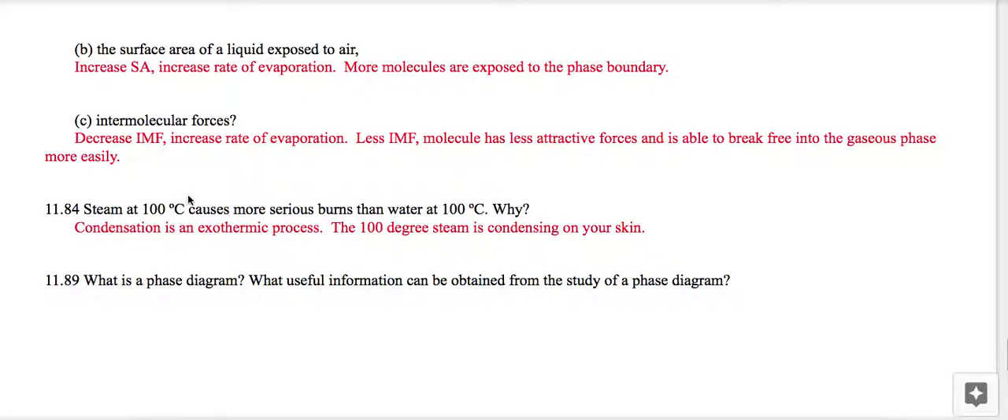Number 84, steam at 100 degrees Celsius causes more serious burns because condensation is an exothermic process. So as the 100-degree steam is changing into 100-degree water, it releases energy onto your skin, as well as it just being 100 degrees Celsius, so it hurts more.